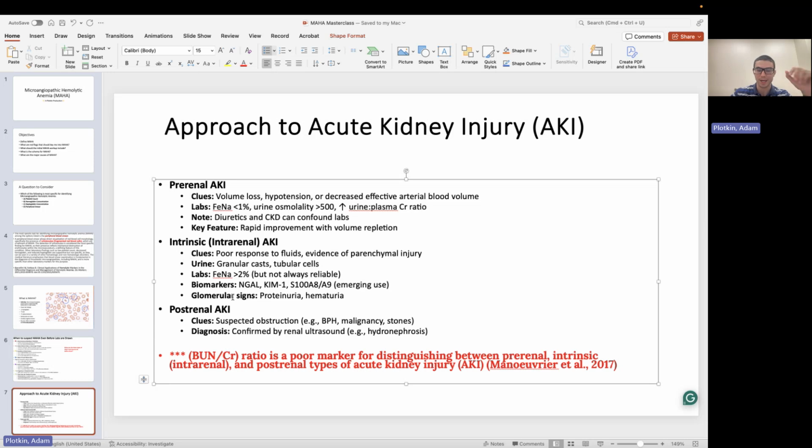In post-renal AKI, that's going to be due to some sort of obstruction. It's classically BPH in an older man or malignancy or stones. For diagnosis, we'll do a renal ultrasound. We'll either see unilateral or bilateral hydronephrosis. You're classically going to see bilateral, right?